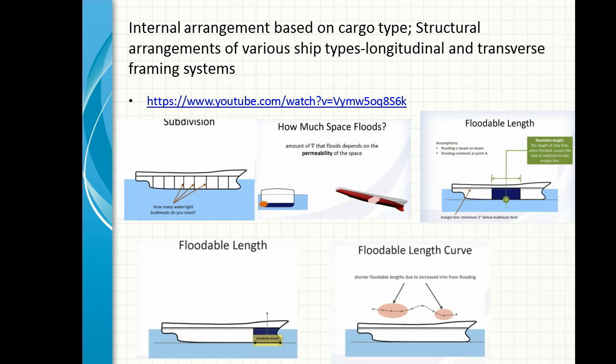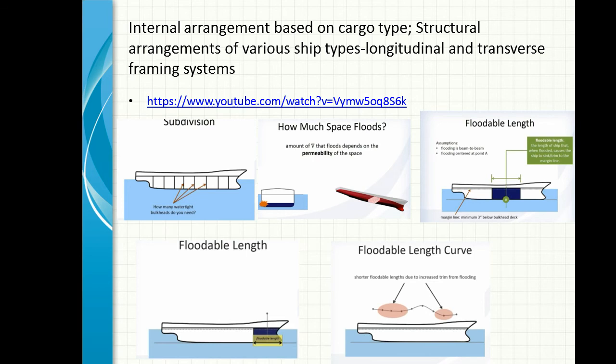The next topic is about the internal arrangement and the structural arrangement of various ship types. I have given here a YouTube link which you can watch. There are quite a few videos on YouTube. You can watch them. It gives you a much better feeling of the various different types. There are two aspects of structural arrangement, and basically these are all related to keeping the ship afloat, and there are certain standards required for the ship.